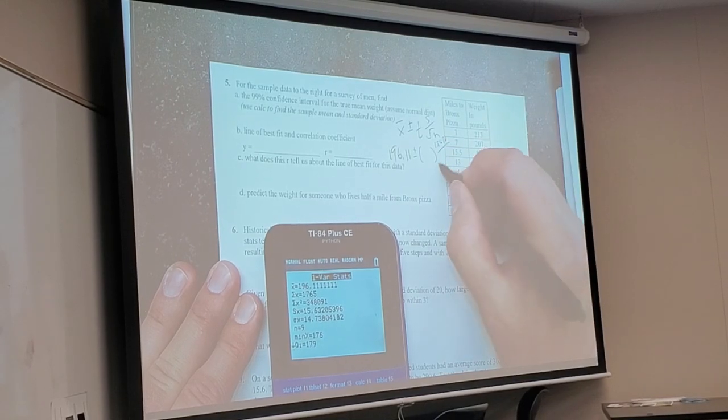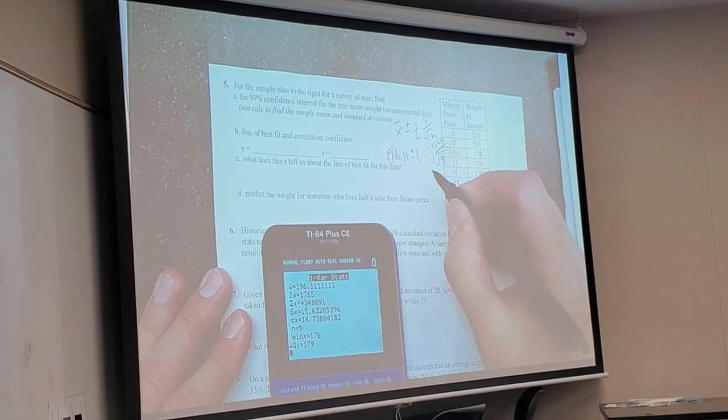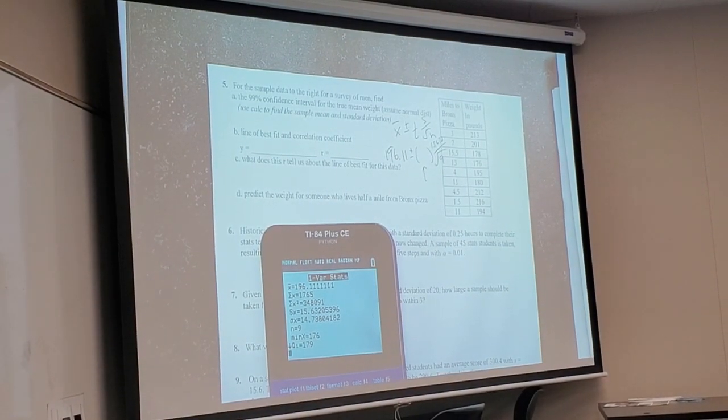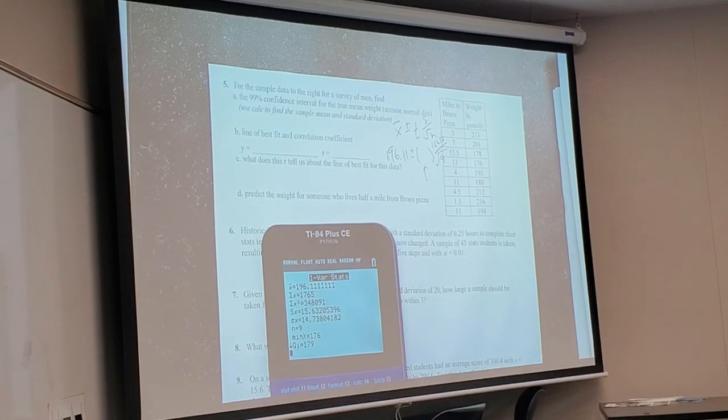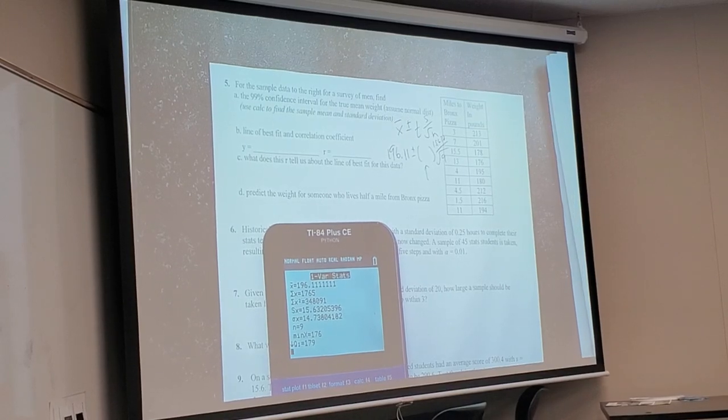I don't know why I'm shoving it all right here, but oh well. N is 9. That's crazy. How do I figure out what the T score is going to be? Somebody help me out. Look that sucker up. Do I even have a T chart? I think I do.